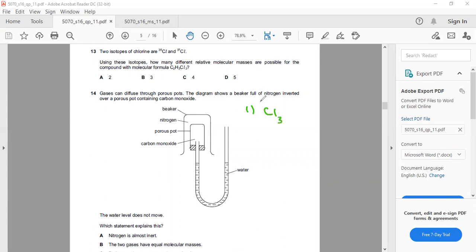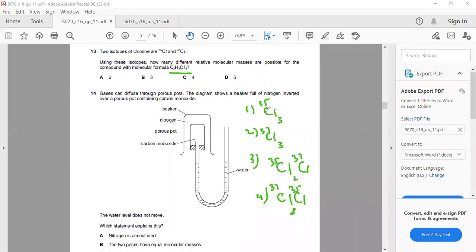All three chlorine are chlorine 35 in this compound. Possibility number two, all three are 37 in this compound. Number third possibility, two chlorine 35 and one chlorine 37. Number 4 possibility. Vice versa of third. Two chlorine 37 and one chlorine 35. So how many possibilities are here now? 4.